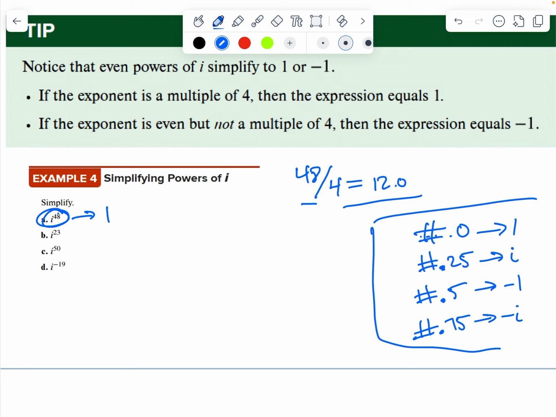For i to the 23rd, I'm going to say 23 divided by 4 in my calculator. You're always dividing by 4. 23 divided by 4 gives you 5.75, and .75 relates to a negative i. 50 divided by 4 on the next one gives you 12.5. That relates to this column, which means our answer is going to be negative 1. And negative 19 divided by 4 gives you negative 4.75. Again, the .75 relates to negative i.